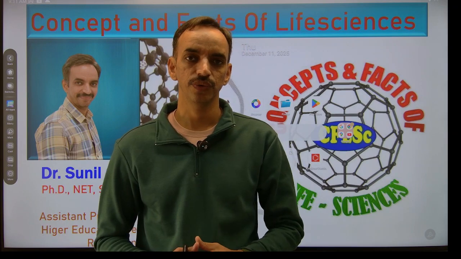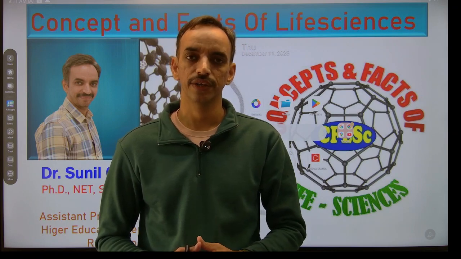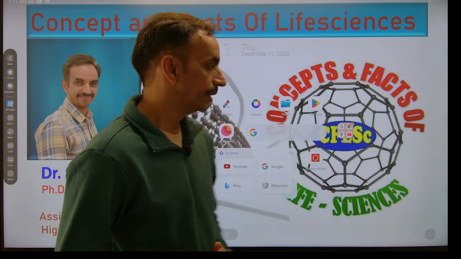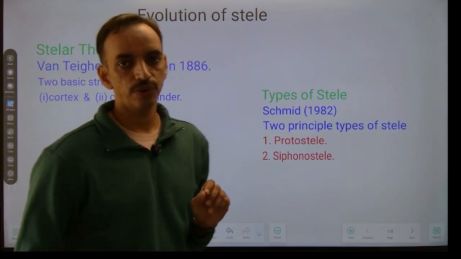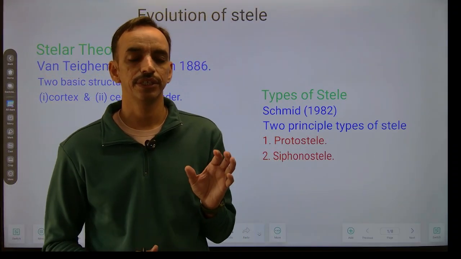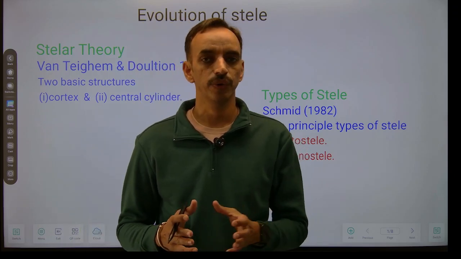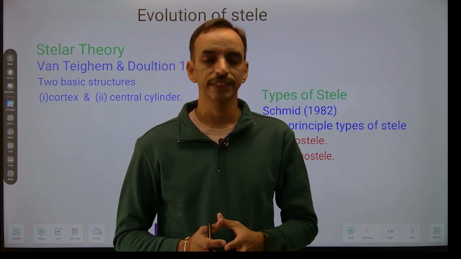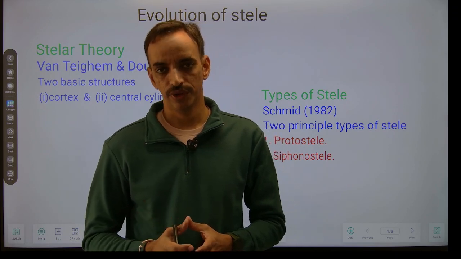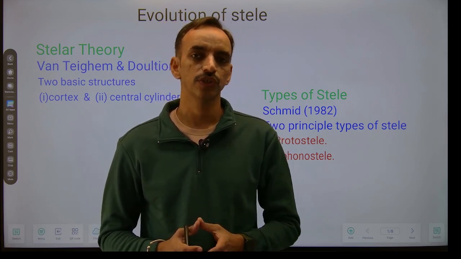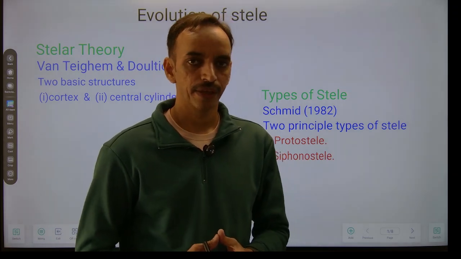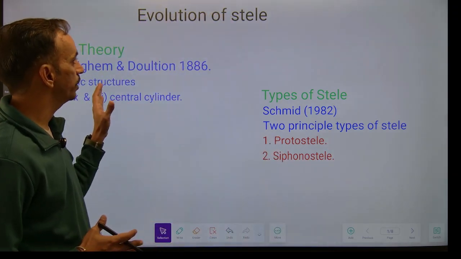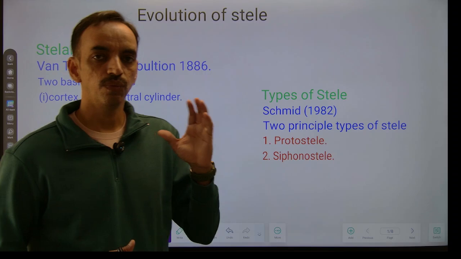Today in this video, we are going to discuss the evolution of stele. Stele, as we all know, is the central part of stem and root. It contains the tissues derived from the procambium. In most cases, they have xylem and phloem tissues. In some cases, they also have pith and pericycle. इसके बारे में अपन आगे डिस्कस करेंगे. So start करते हैं how this stele was evolved.